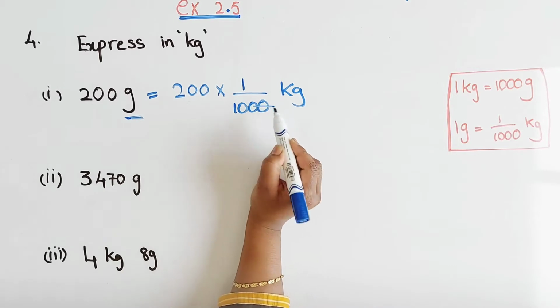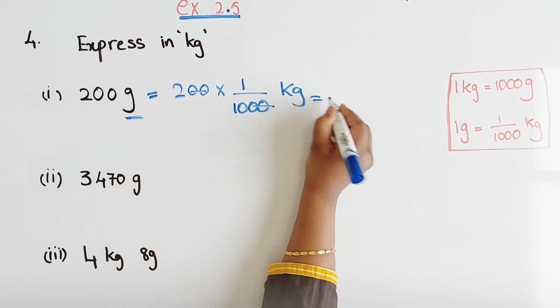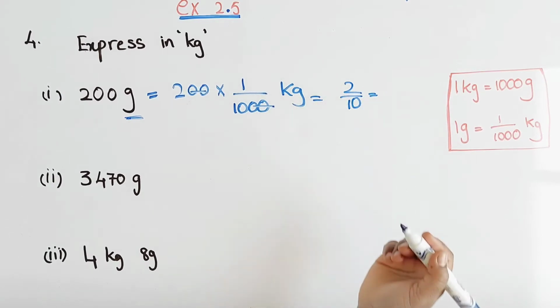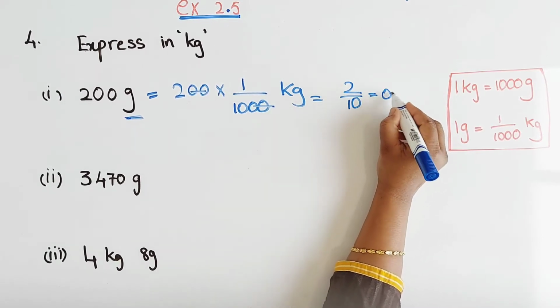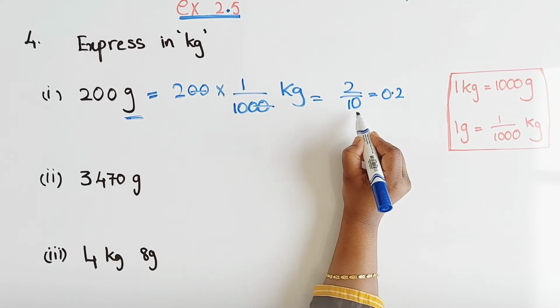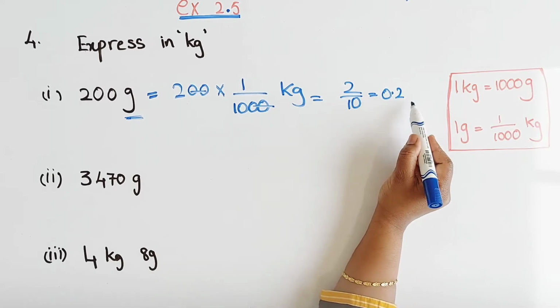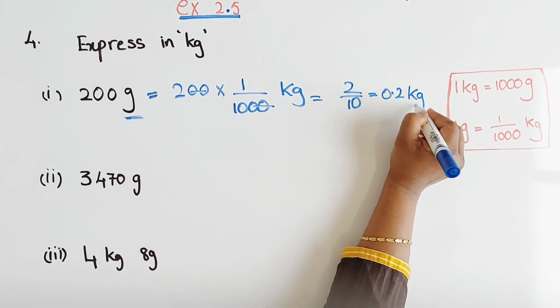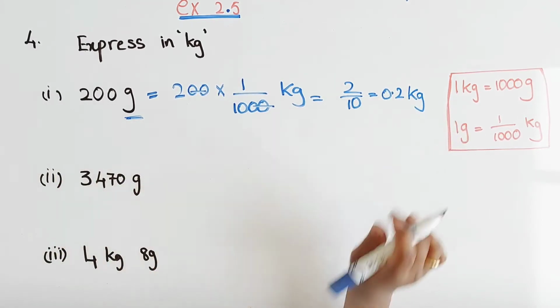Now here 2 zeros and 2 zeros cancel, children. That means 2 divided by 10. What is 2 divided by 10? It is 0.2, because we have 1 zero in the denominator. That means one number should come after the decimal point. It is 0.2 kgs. 200 grams equals 0.2 kgs.